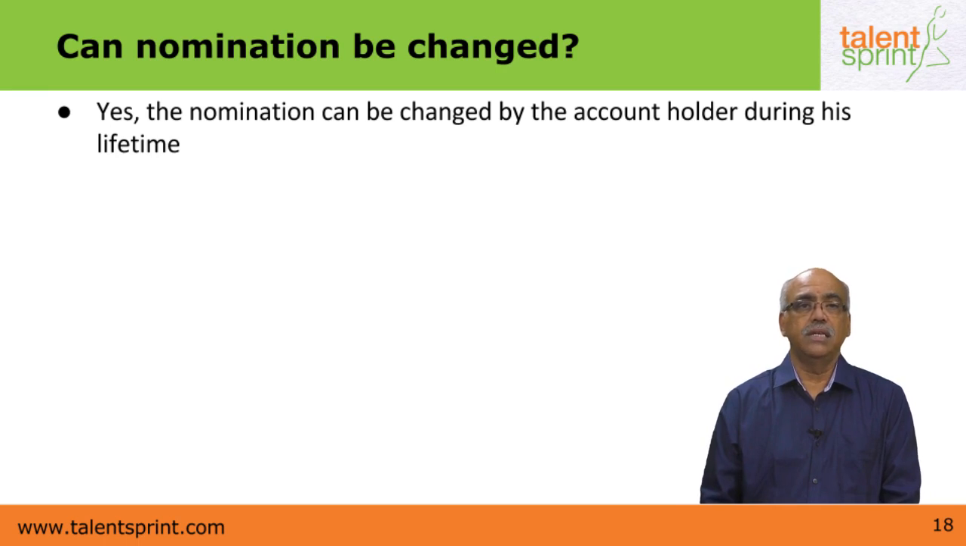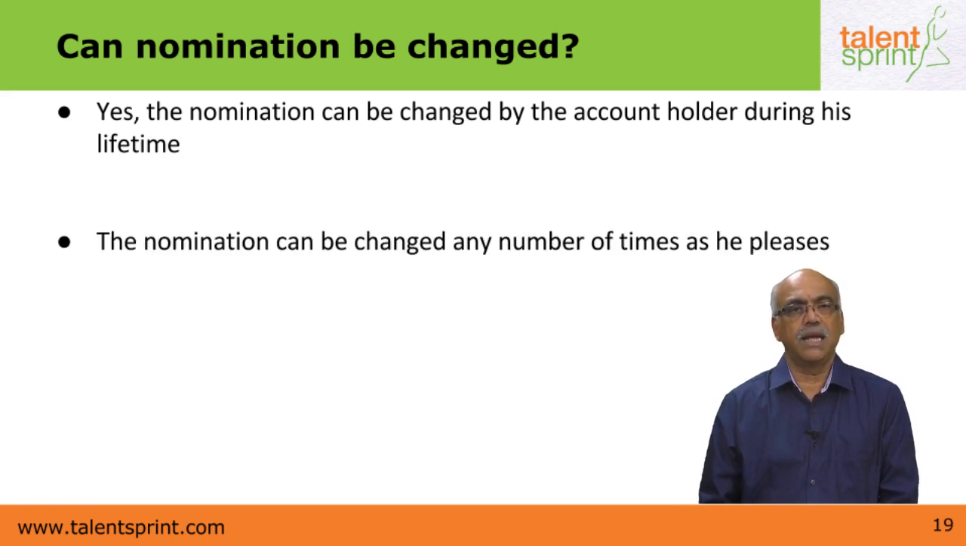Today I can nominate my son and my daughter as my nominees, forgetting to add my wife in that list. Tomorrow I have a change of heart, and say that I would like to include my wife also. I can do that. Or today I say that my wife, son and daughter will be my nominees. Tomorrow I could say that no, my wife will not get anything, only my son and daughter will get it. So it can be changed any number of times as long as the account holder is alive.